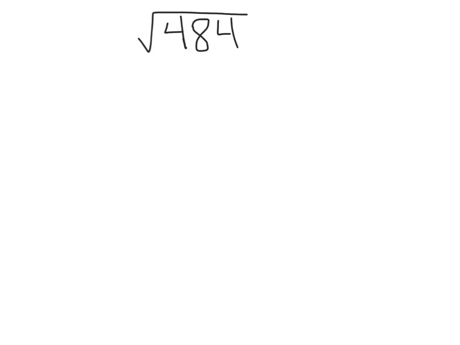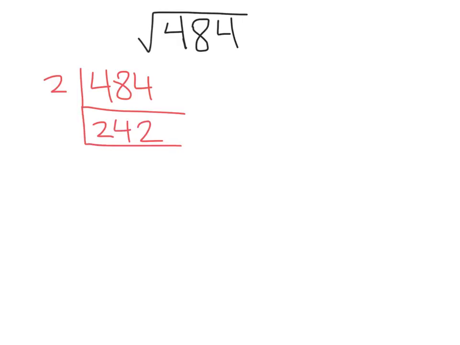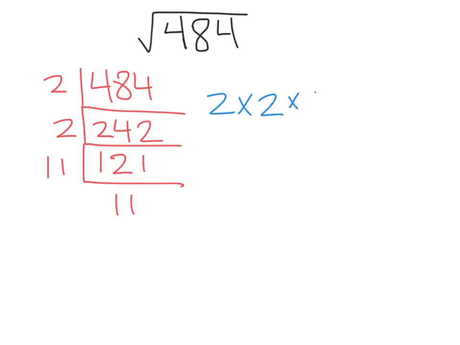Now we're going to do the square root of 484, so start your cake. Divide it by 2, you get 242. Divide by 2, and you get 121. You could divide 121 by 11, and you would get 11. So we'll write out our prime factorization on the side: 2 times 2 times 11 times 11. Since we're doing a square root, we need 2 groups. I have 2 2s, so I'm going to put 1 into each group.